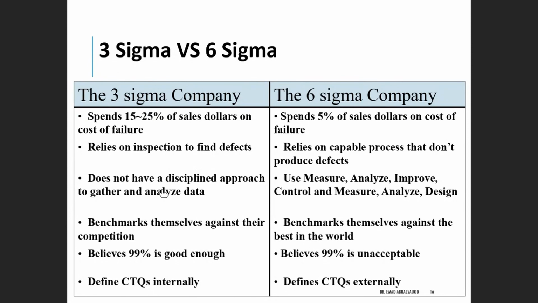The Three Sigma company does not have a disciplined approach to gather and analyze data. The Six Sigma company uses measure, analyze, improve, control, and measure, analyze, design. It has a systematic way to approach the data. The Three Sigma company benchmarks themselves against their competition. So they have competitors. يعني عندك في نفس الفيلد حقك مطعم, the closest restaurants to you, خلينا نقول bank, you look at the other banks next to you.